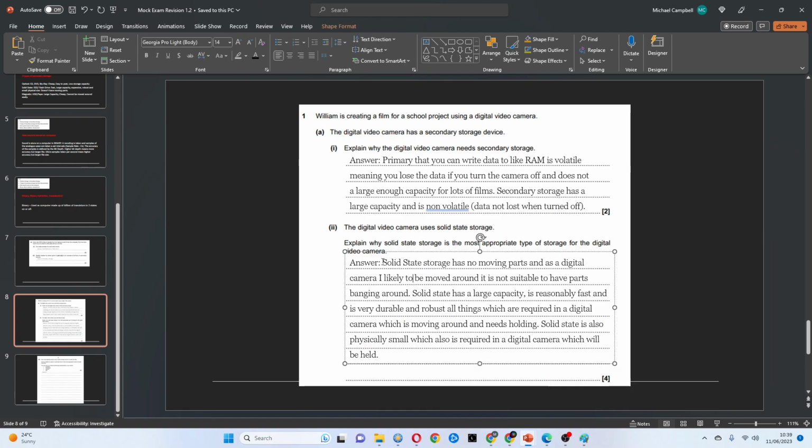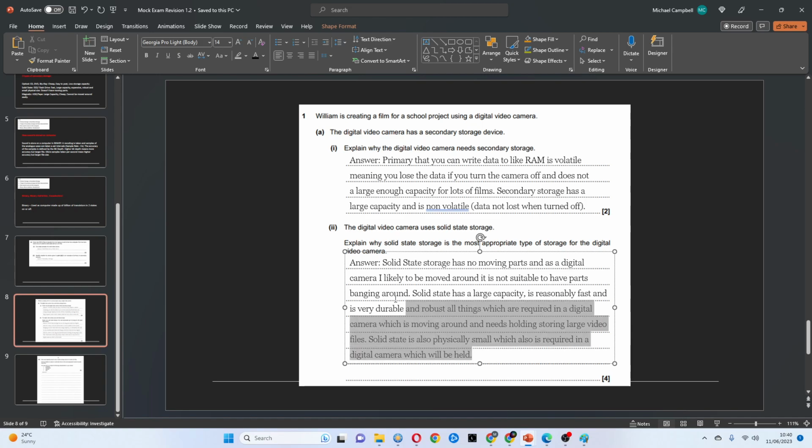So afterwards, mark yourself. No moving parts, and it's likely it's been moved. Don't just say it has no moving parts. Why is that useful? Because the digital camera gets moved around. Solid state has large capacity, is reasonably fast, and is very durable and robust. All things required in a digital camera, which is moving around and needs lots of holding. I'll put storing large video files as well, which is important.